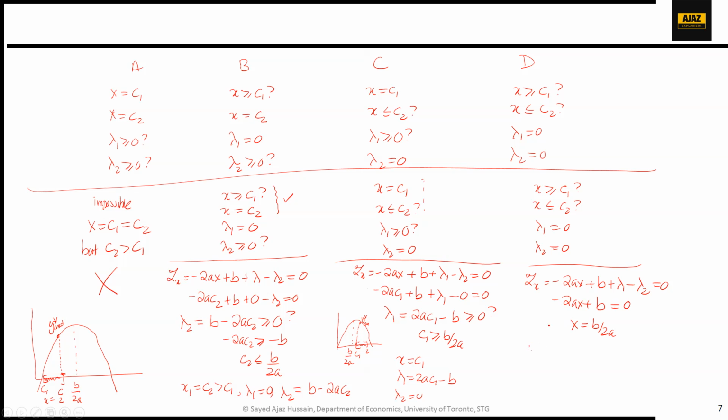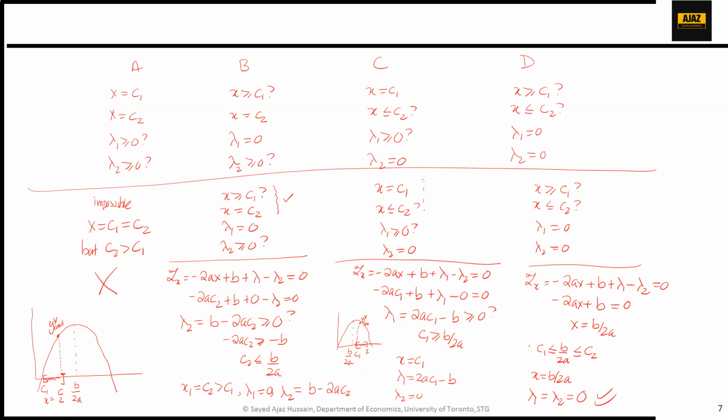So therefore, one way of writing this down would be, if c1 is less than or equal to b over 2a is less than or equal to c2, then x is going to be equal to b over 2a, and lambda 1 is going to be equal to lambda 2 is equal to 0. And that's your solution right there.